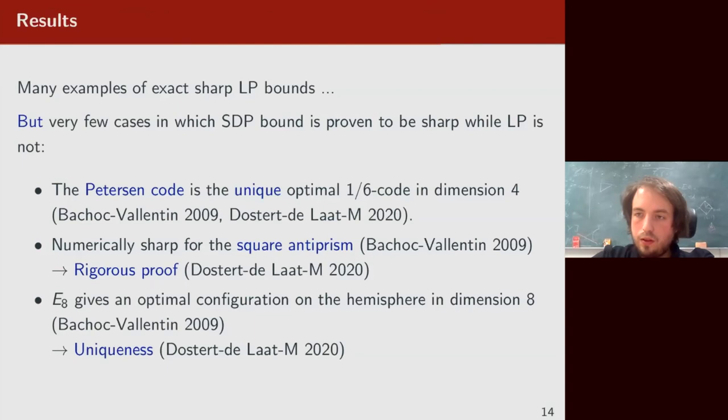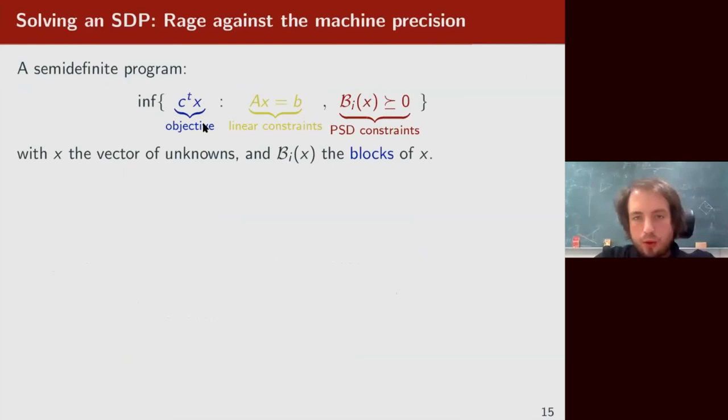So now I'll try to explain how we do it in practice, how we deal with this numerical stuff. I don't expect you to be very familiar with SDP in general. So if you want to understand how it goes, forget about all the polynomials and all what I showed you. The important thing is that your bound will now be written like this: you want to minimize some linear form over a set of X such that you have some linear constraints and some matrices that have to be positive semi-definite.